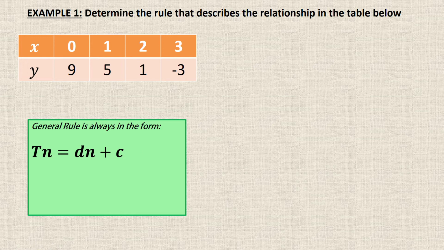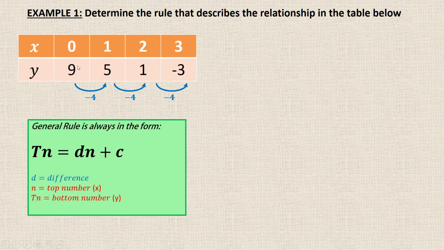In this case here, d represents my difference. The y values are decreasing by 4 every single time, so my difference is -4. The n in this formula is the top number here, so all of these are n's or x's. And then my tn would be the bottom number, also known as y. So there's one coordinate pair where x is 0, y is equal to 9. And then my c in the formula is just a constant, so a number without a variable attached to it.